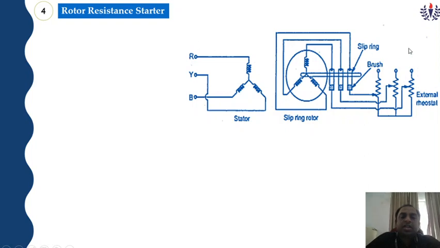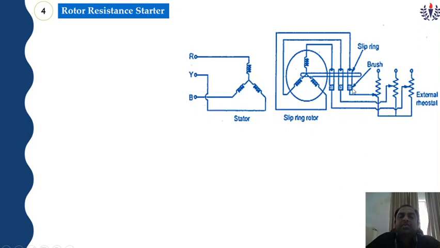This starter is only suitable for slip ring induction motor or wound rotor induction motor. Here the three-phase supply is given to the stator in star connection. In the rotor it will be a star connection, star to star connection. Each phase of the rotor winding will be connected with a slip ring. The slip rings are mounted on the shaft, three slip rings.